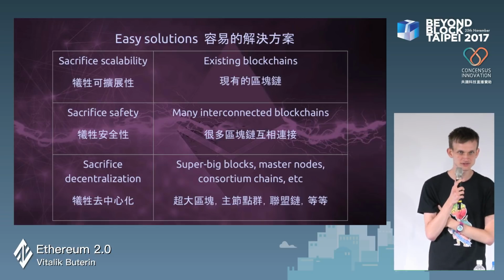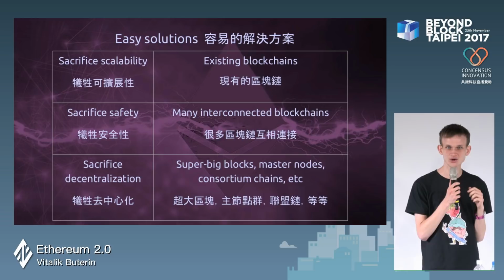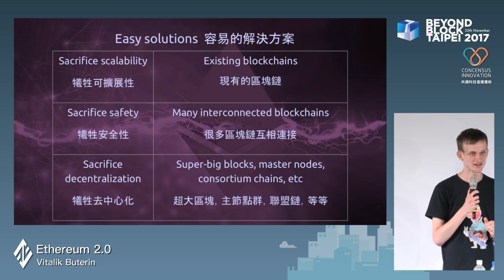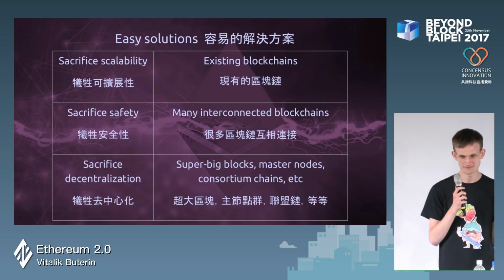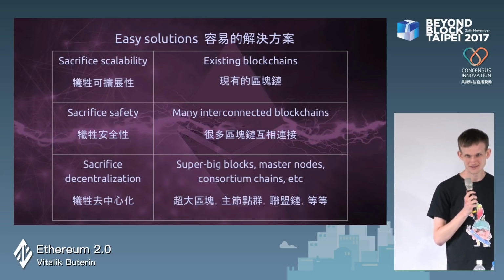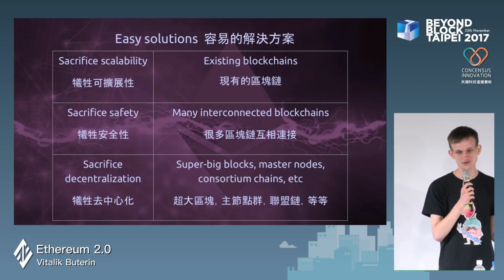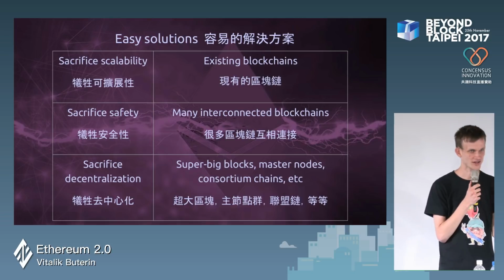So for example, if you want only security and decentralization, then you just go for existing blockchains. Ethereum, Bitcoin, Bitcoin Cash, Dogecoin, all the same to me. Basically, that is the status quo. Now, the other thing you can do is you can go for decentralization and scalability at the cost of safety.